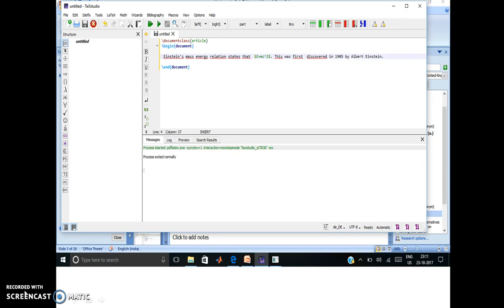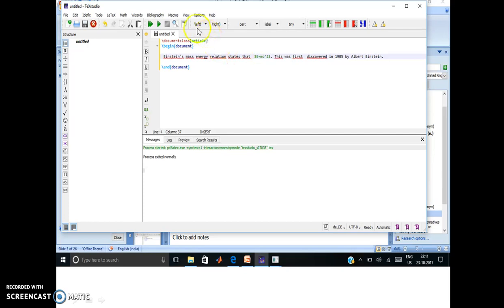Suppose we want to typeset this. We begin with the document class article. We start the document by saying begin document and end document. Within the begin and end statements, we type the statement: Einstein's mass energy relation states that E equal to mc squared. Note that E equal to mc squared is typeset between two dollar symbols. C squared is written as c cap 2. Other variables are written as such.